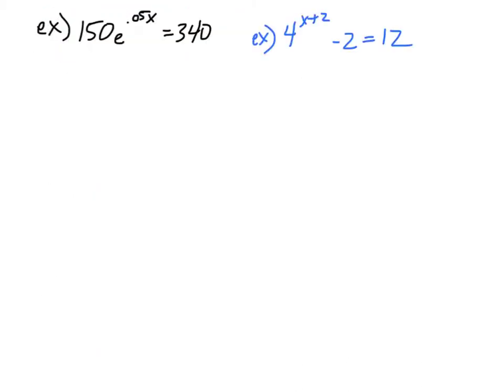And the next example, 150 e to the 0.05x equals 340. The first step is to isolate the exponential. This one could be a little bit trickier, but this is my exponential right here. Right now it's being multiplied by 150. How do I get rid of that 150? I divide both sides by 150. So I have e to the 0.05x equals about 2.26.